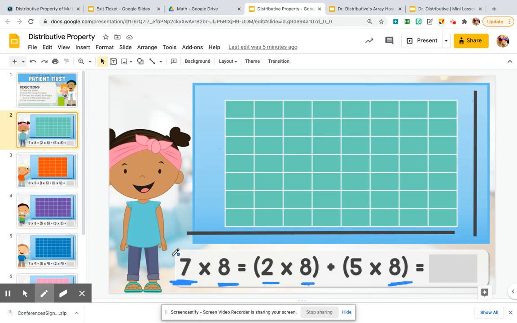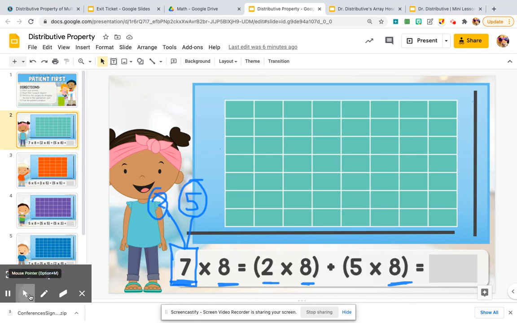So we are literally taking 7 and we are splitting it up into 2 and 5 because the purpose of the distributive property is to take an unknown fact or a hard, difficult fact, and break it down into smaller known facts. So we were literally taking that 7 and splitting it up into 2 and 5. The columns are going to stay the same.